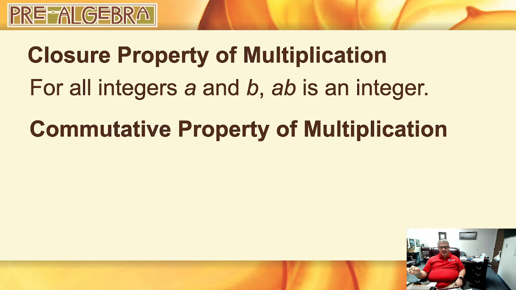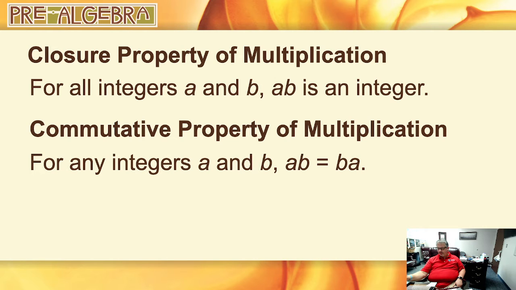The commutative property of multiplication. Hopefully this reminds you of what we did yesterday. The commutative property of multiplication says for any integers a and b, ab is equal to ba. So a times b is equal to b times a. We know that to be true. So if I had 3 times 6, it's the same as 6 times 3. You're going to have 18 for both of those. So that's the commutative property of multiplication.